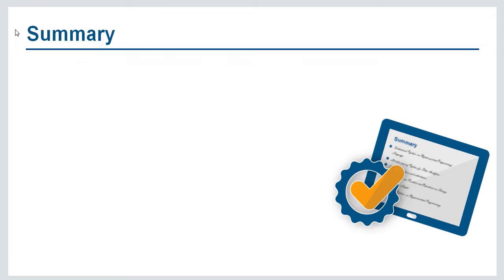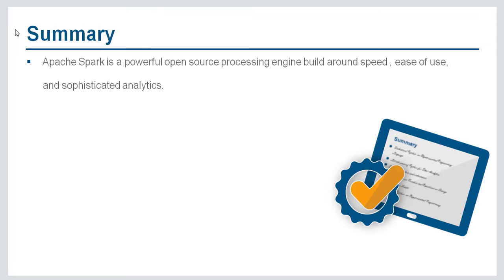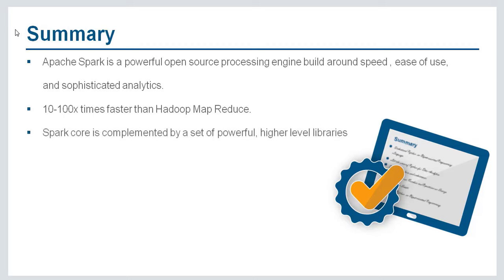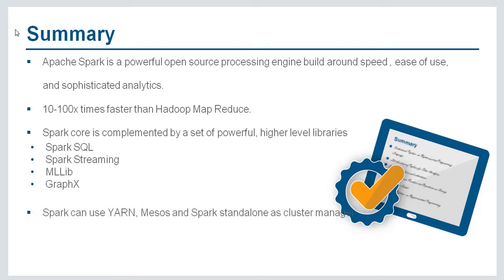Now let's summarize. Apache Spark is a powerful open source processing engine which is built around speed, ease of use, and sophisticated analytics. It is 10 to 100 times faster than Hadoop MapReduce. Spark Core is complemented by a set of powerful higher level libraries, and they are Spark SQL, Spark Streaming, Machine Learning Library, and GraphX. Spark can use Yarn, Mesos, and Apache Spark standalone as a cluster manager. Spark is a polyglot, that is, it supports Scala, Java, Python, and R language.